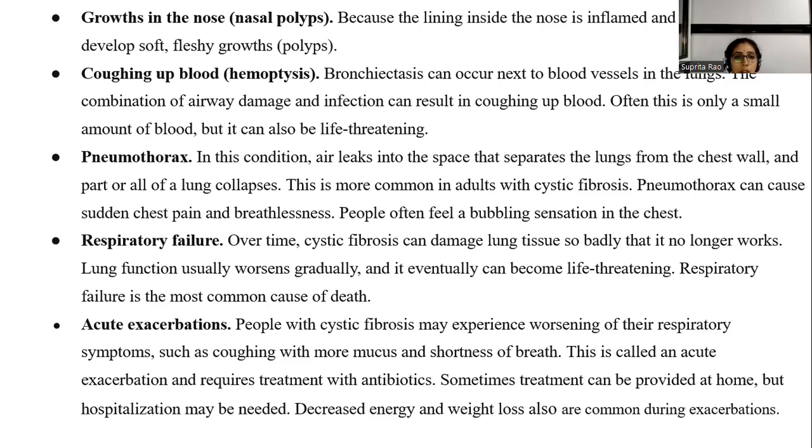Pneumothorax means air leaks into the space between the lungs and the chest wall. So the lung collapses. Pneumothorax is a condition that people with cystic fibrosis are prone to. Then there are more chances of respiratory failure because of overload on the lungs.